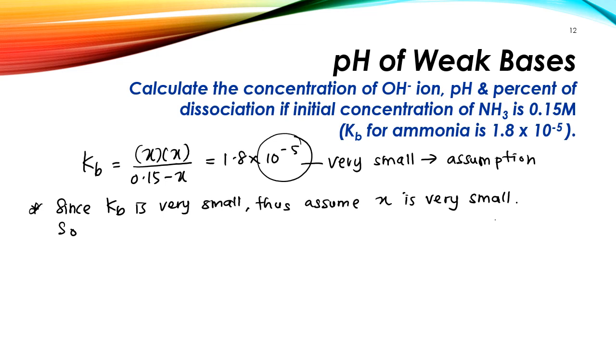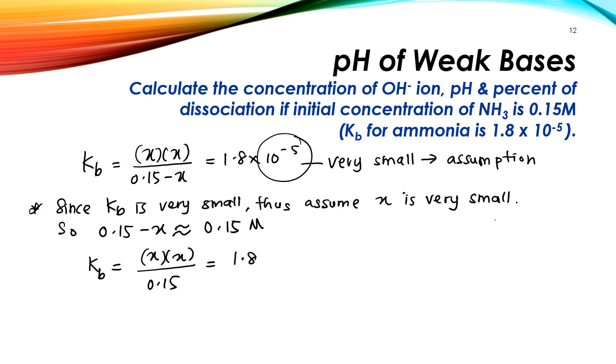Therefore, 0.15 minus X, since X is very small, we can neglect the value of X, that is equal to 0.15 only. So rewrite the Kb expression. Kb equals X squared divided by 0.15 only, since the X has been neglected due to the assumption. That is equal to 1.8 exponent negative 5.